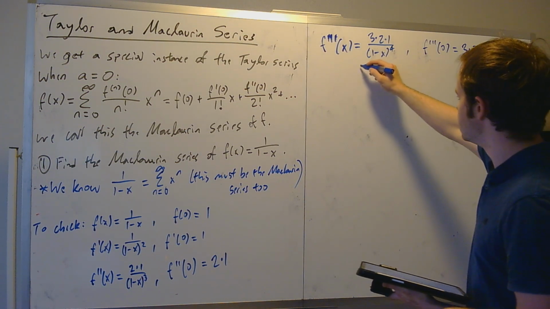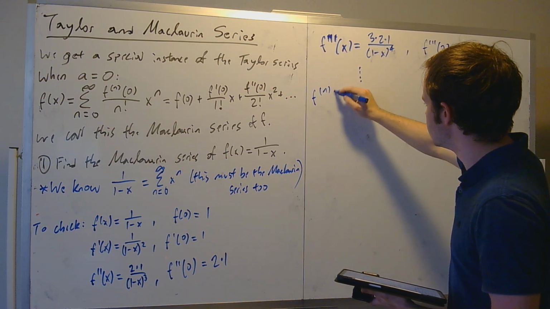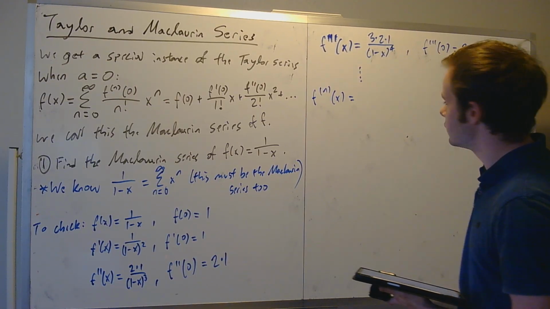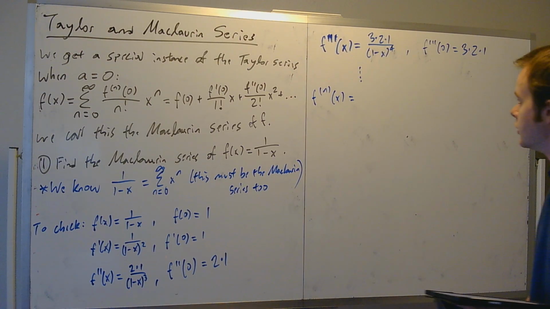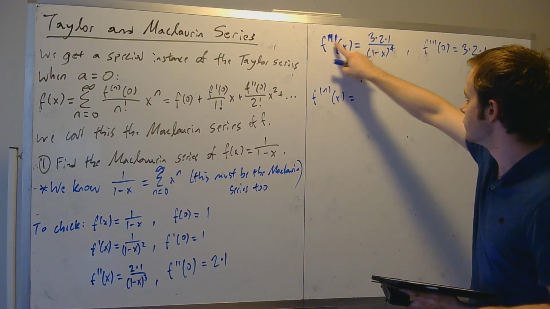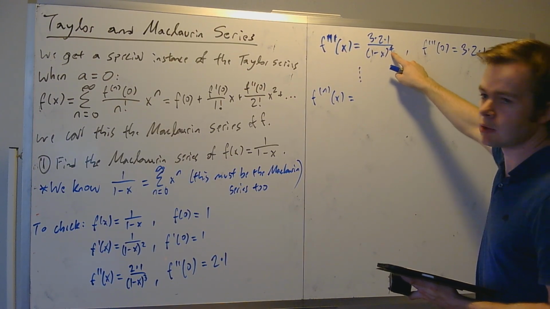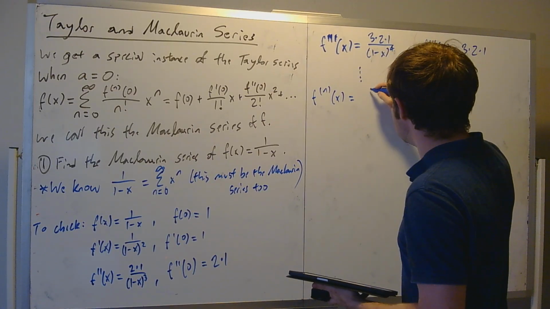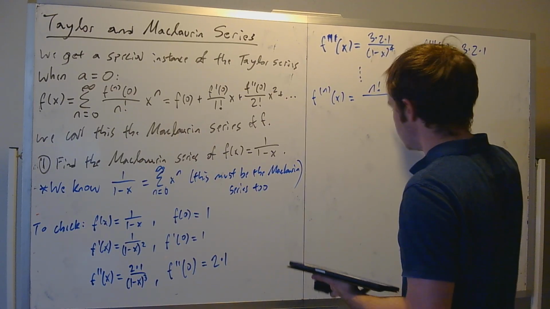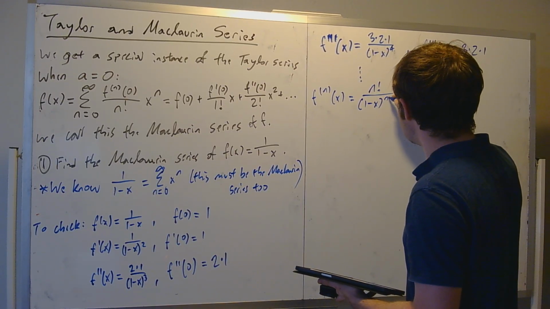And if we just keep doing this, then we're going to get the nth derivative evaluated at x. You can now kind of guess what this is going to be given the pattern that we've been writing down. Remember, this was the third derivative. We had 3 factorial on the top, and then this was 3 plus 1. So our formula here is going to be n factorial over 1 minus x to the n plus 1.